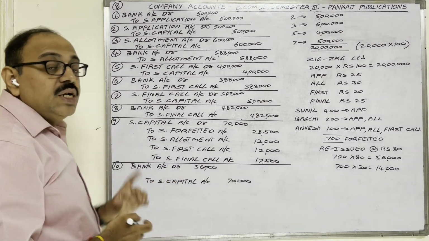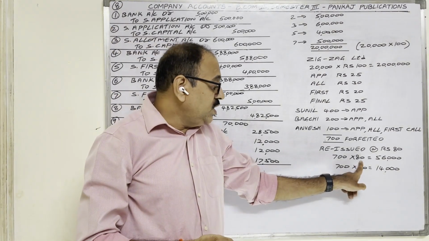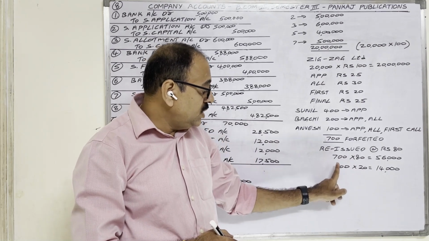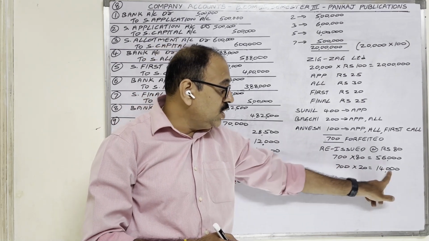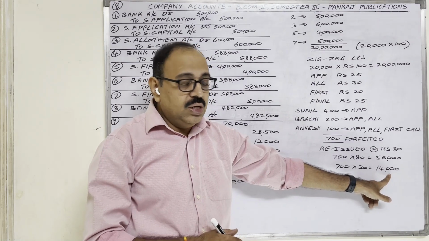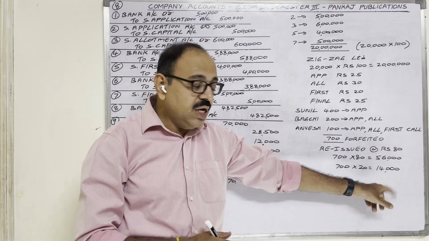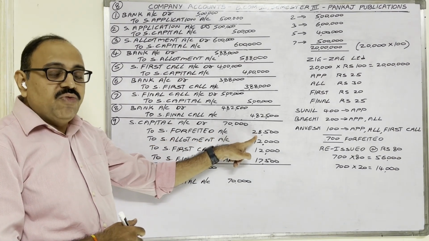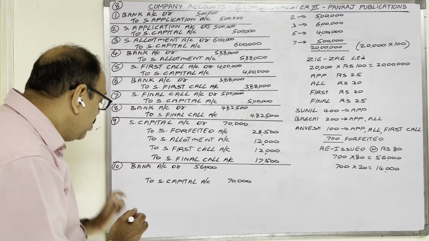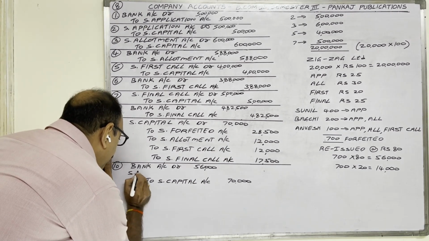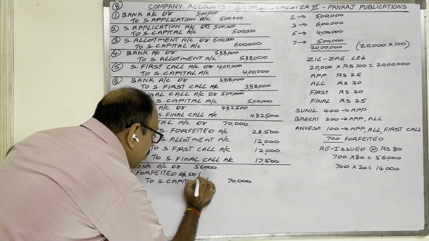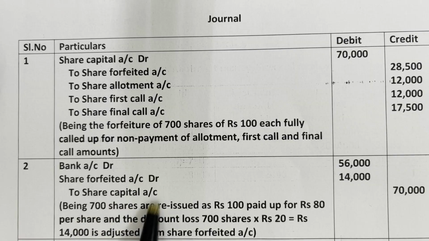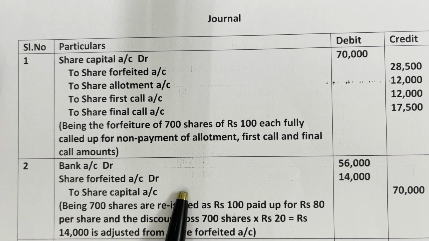In reissue, there is a discount loss. On one share, loss is 20 rupees, 100 minus 80. On 700 shares, 700 into 20 rupees each, 14,000 rupees is the loss. This loss we should adjust from share forfeiture credit balance amount, 28,500. Therefore, we should debit share forfeited account. Share forfeited account debtor 14,000 rupees. This is the entry for reissue of forfeited shares.